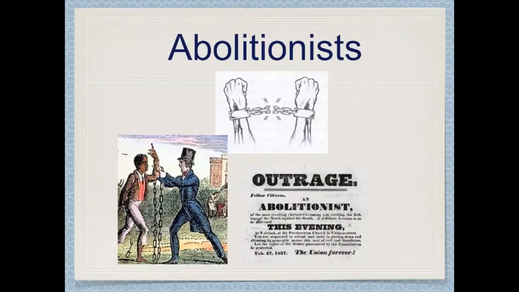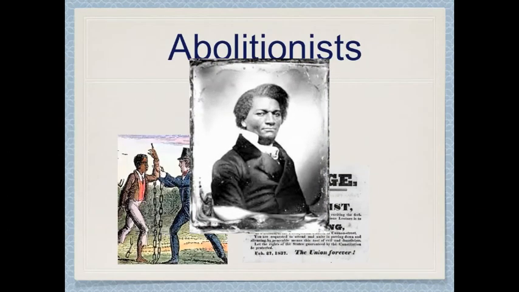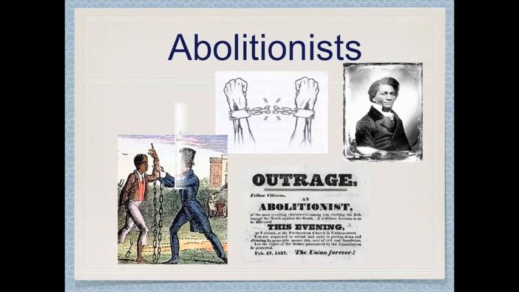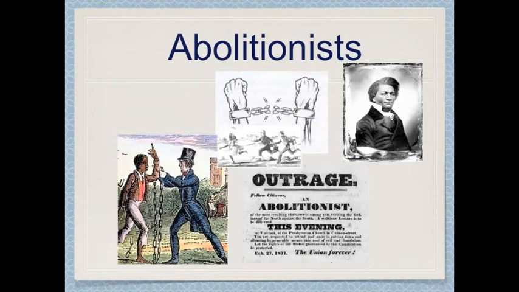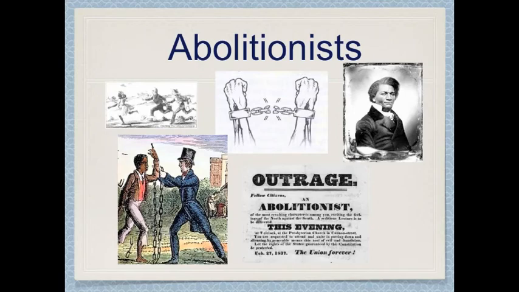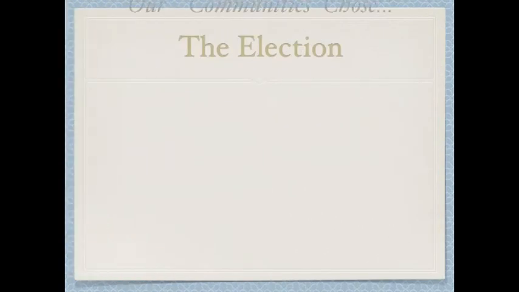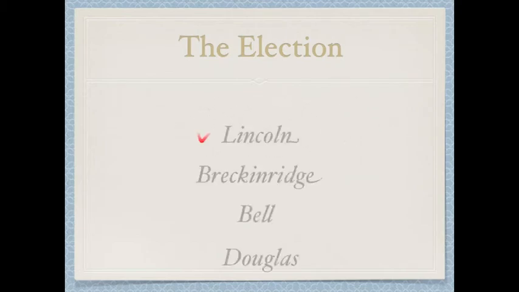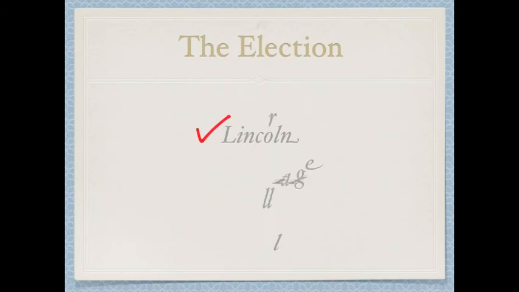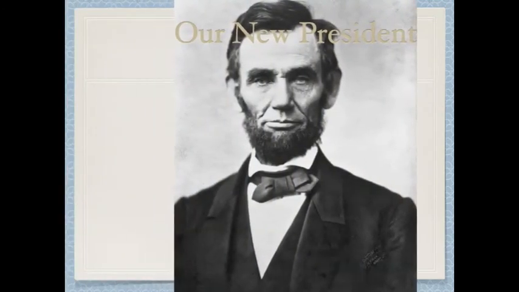Abolitionists are the people who are against slavery and do something about it, like Frederick Douglass. Frederick Douglass led the Fugitive Slave Act. The election of 1860. The communities chose Lincoln to be our new president.